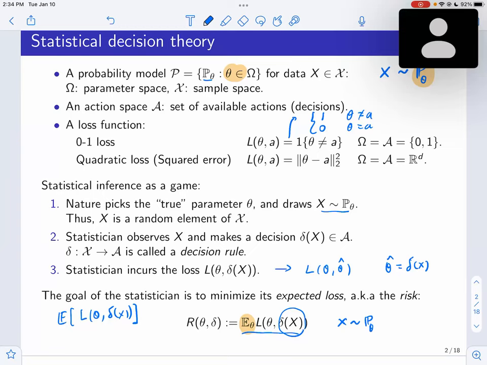Okay, good questions. Any other? It's interesting that at this level of abstraction, you still have interesting questions. Okay, so other questions?